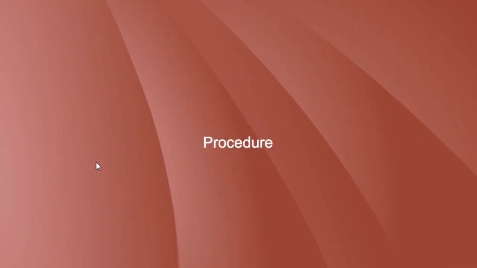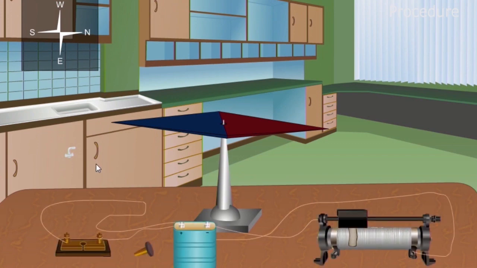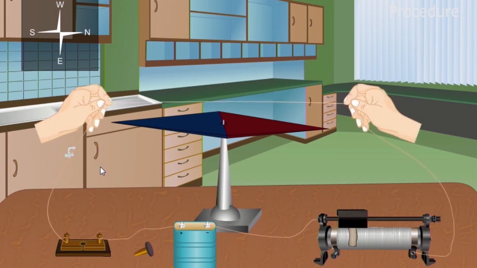Now let us start with the procedure. First of all, we take a magnetic needle and pivot it on its stand such that it is freely pointing towards north and south direction. Got it? Now we take a thick and long insulated copper wire and connect it to a battery through a switch and variable resistance, that is rheostat, as per the connections that we have done. Hold the wire above the magnetic needle such that the wire is parallel to the axis of the magnetic needle. Now switch on the current.